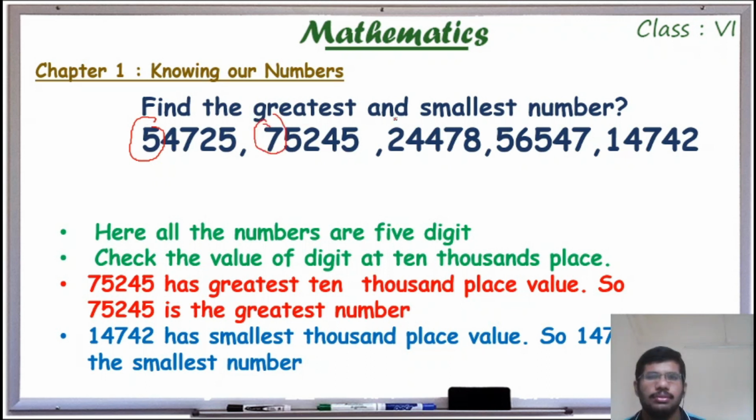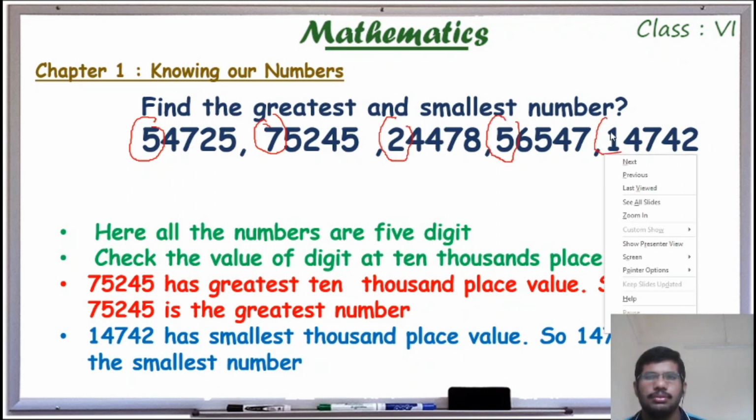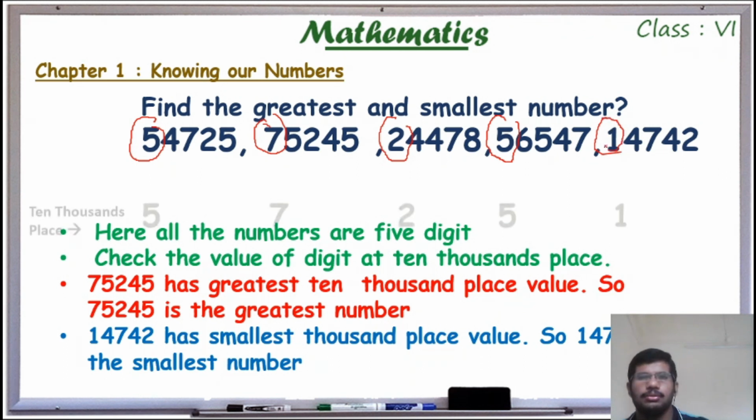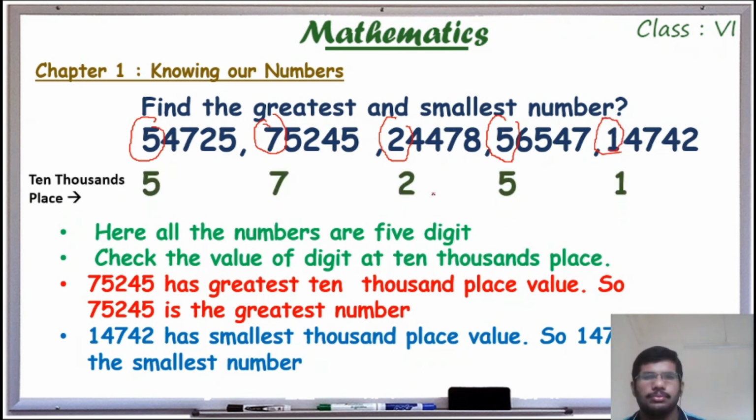So checking the first digit, which will be the greatest number? Of course, 7 is the greatest. And which will be the smallest one? 2, 1. Yes, here 1 is the smallest one. So we can say that the greatest number is 75,245 and 14,742 is the smallest number. Okay.